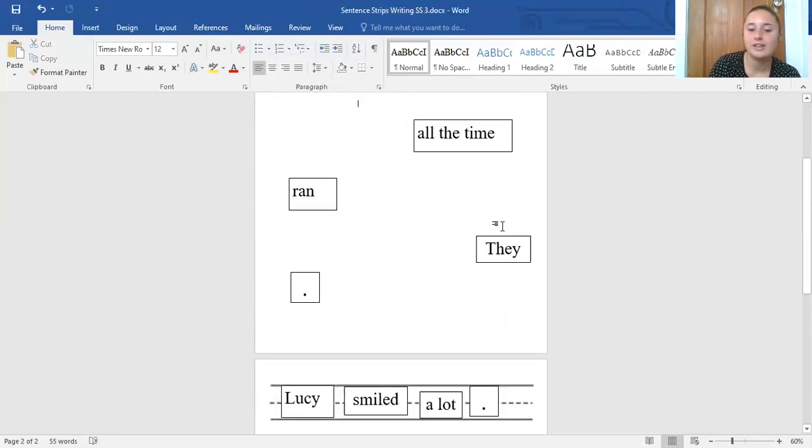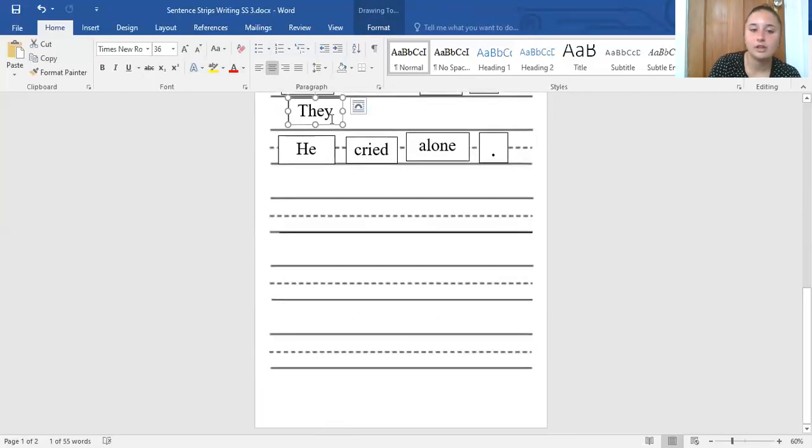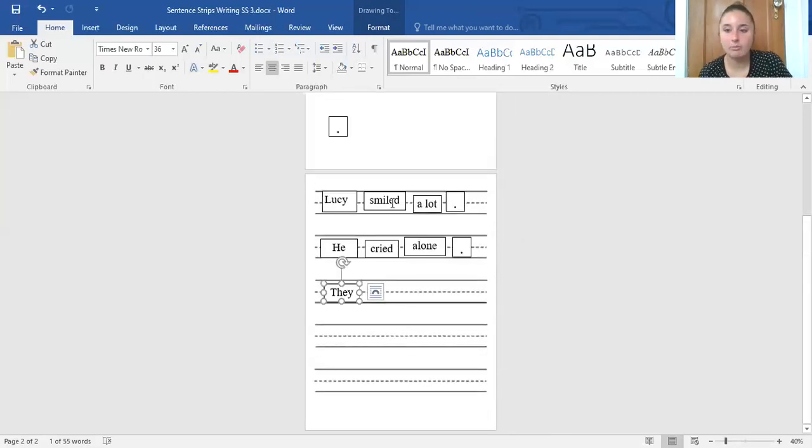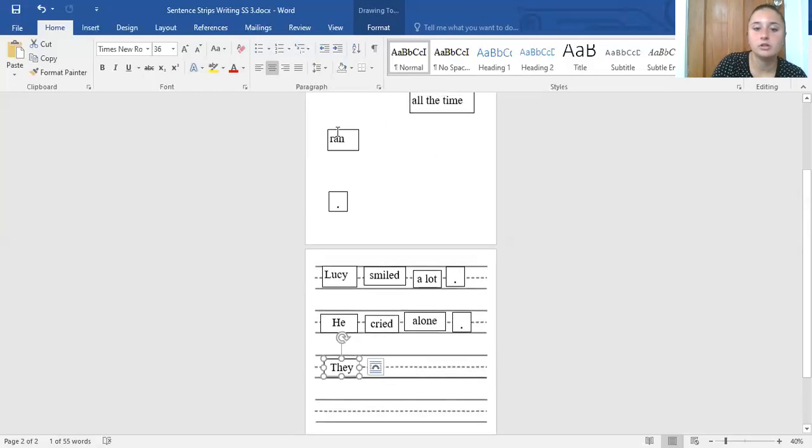And finally, we have this they. So they can be a pronoun, or it can be to describe more than one person. Or it can be just used to describe somebody else. Very versatile. What did they do? They ran. So it's my verb, to run. They ran. And all I've got left is all the time. It's a healthy habit to run all the time. And I need my period at the end.